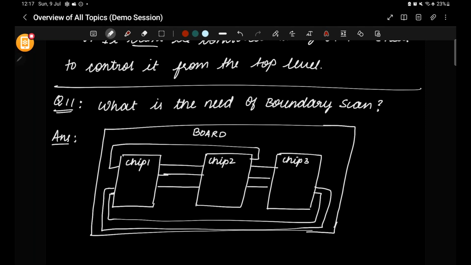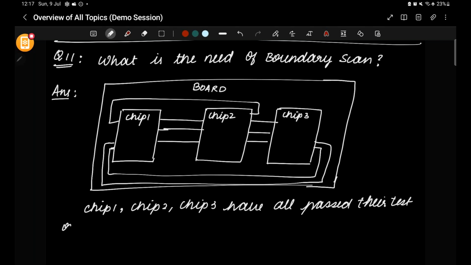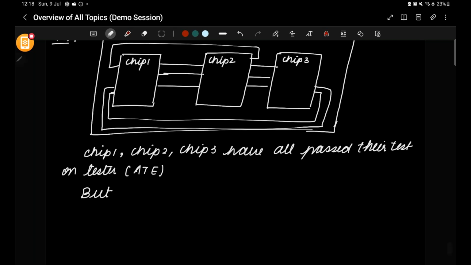Now what can happen is that chip 1, chip 2 and chip 3 have all passed their test on the tester, that is on the ATE. After manufacturing, each chip is tested on the tester, in parallel, but each chip is tested individually. So chip 1, chip 2 and chip 3 have all passed their test on the tester. But when this PCB board is tested, the board is failing.